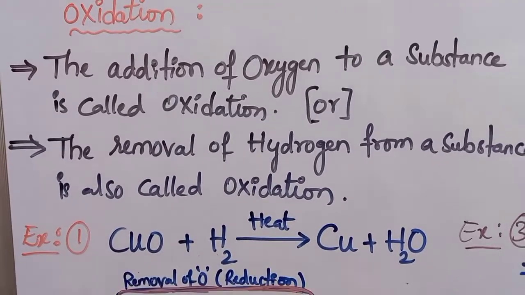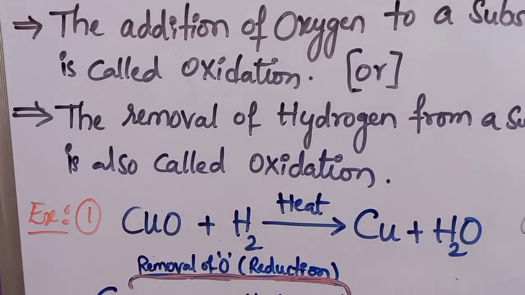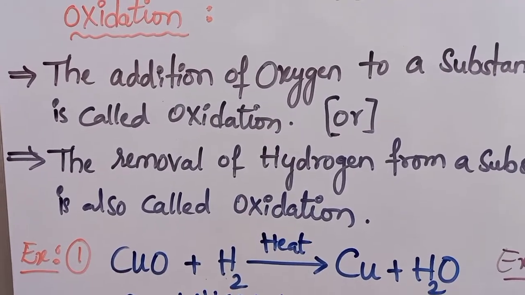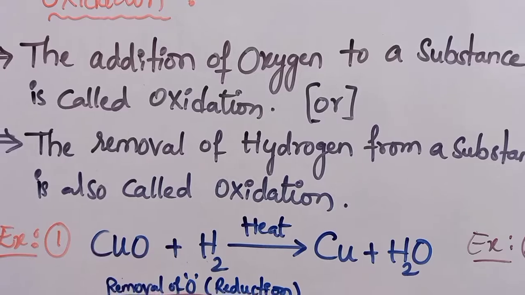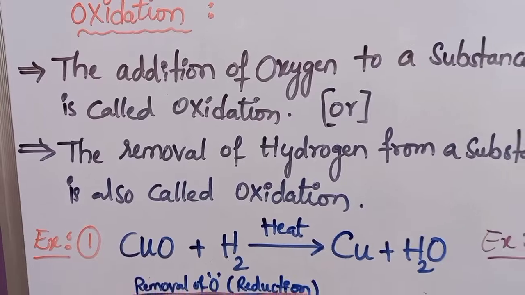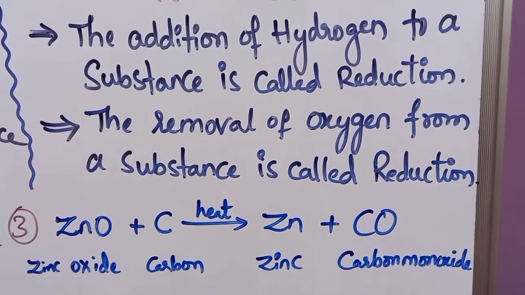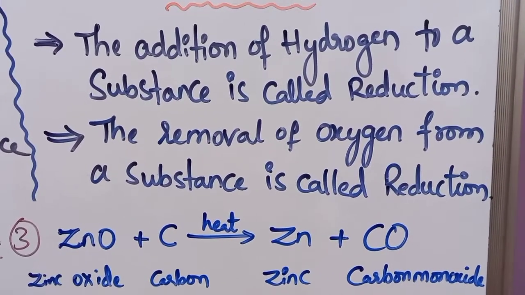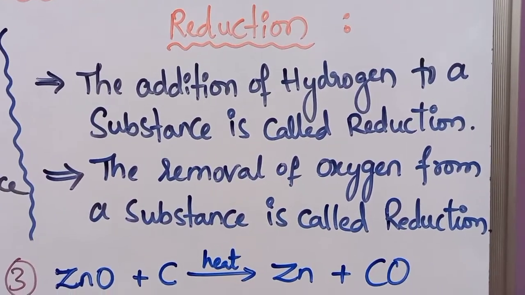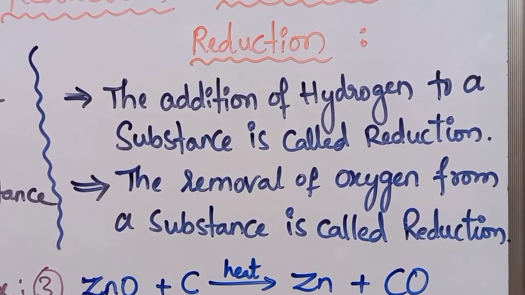Now if you go for the second definition of oxidation, the removal of hydrogen from a substance is also called oxidation. Removal of hydrogen atoms, either one or two or any number of hydrogen atoms, when they are removed from a substance, or loss of hydrogen atoms from a substance, is also called oxidation. Okay, for reduction the definition will be opposite. Here removal of oxygen atoms from a substance is called reduction. When the oxygen atoms are removed from a substance, or loss of oxygen atoms from a substance, when a substance has lost some number of oxygen atoms, then that substance is said to have undergone reduction.